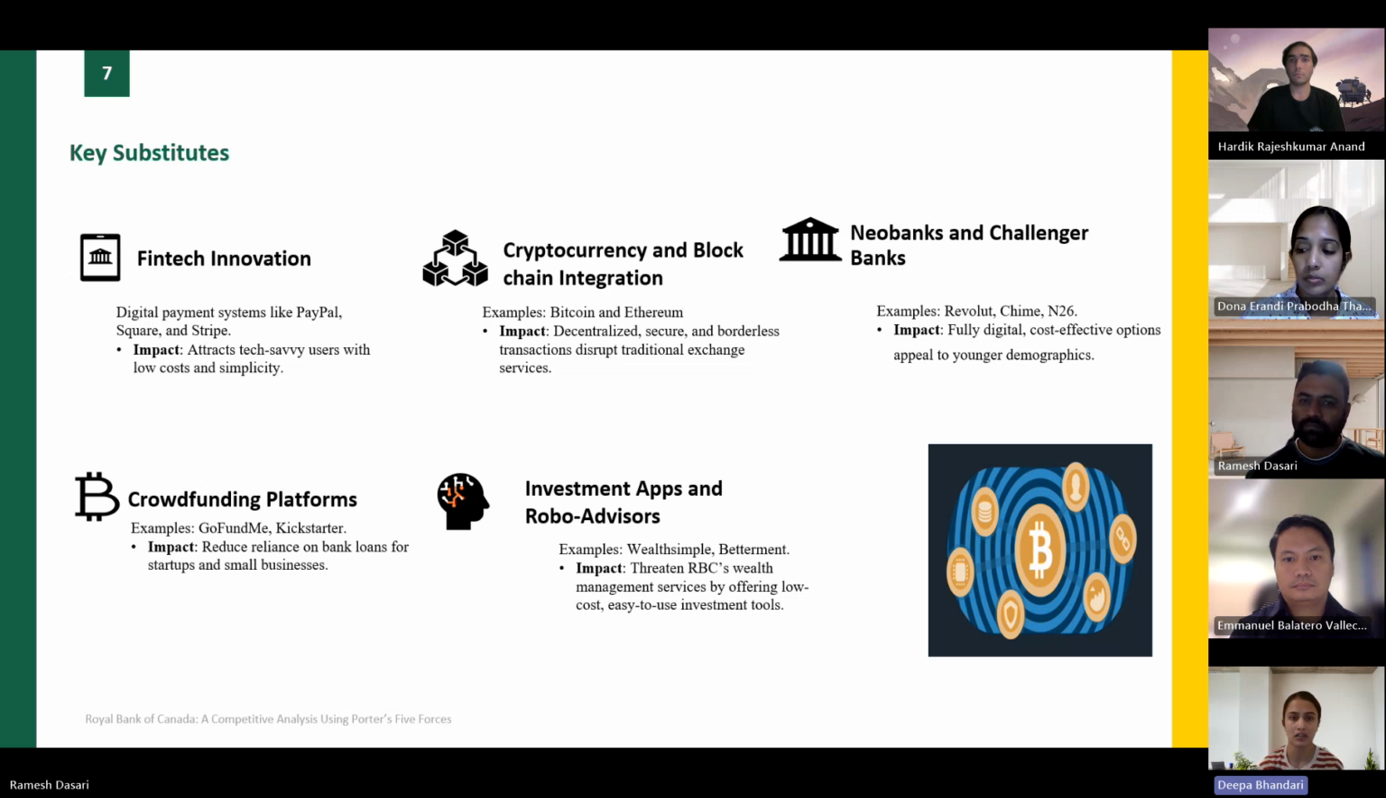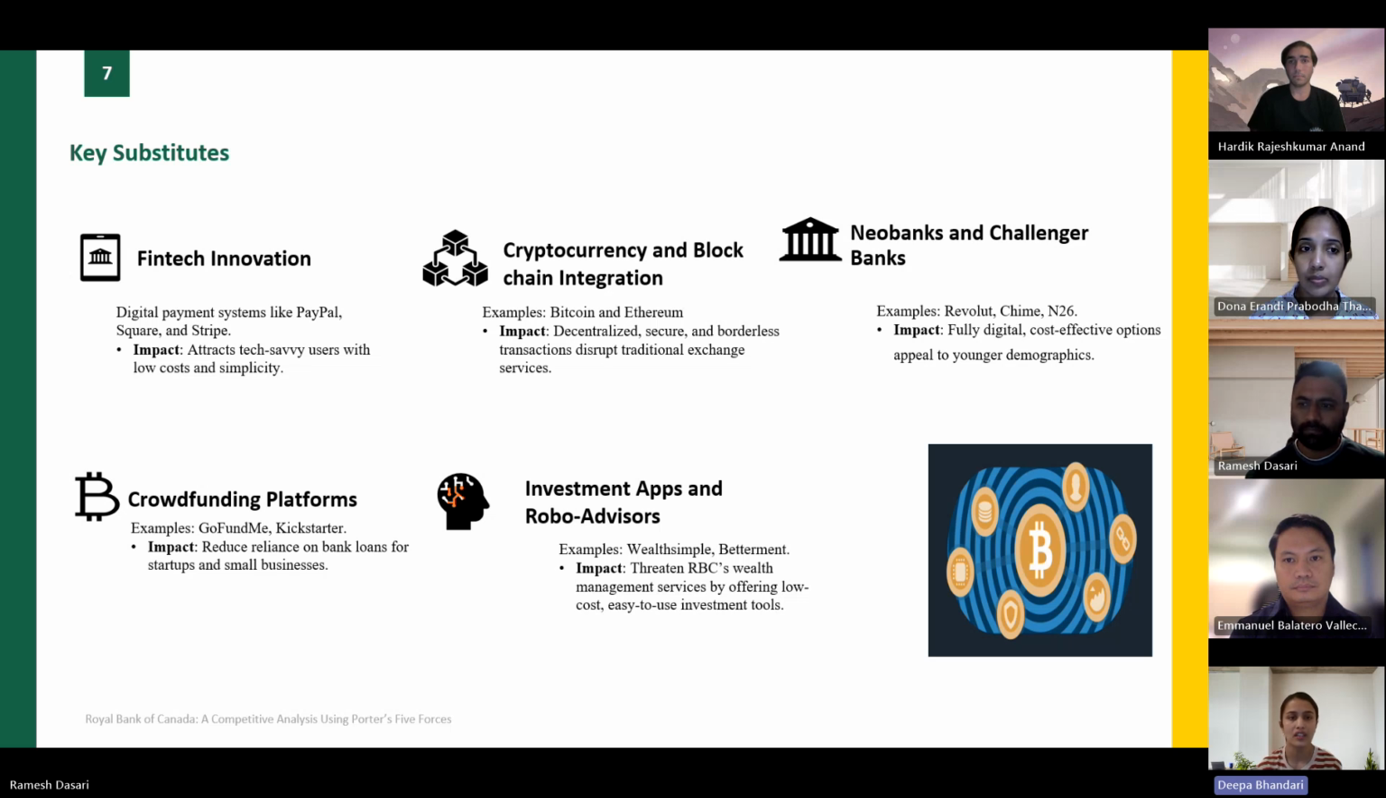Substitutes in this context include services and products that replace traditional banking functions. For instance, digital payment systems like PayPal and Square allow users to make quick, low-cost transactions. These platforms are especially appealing to tech-savvy users.